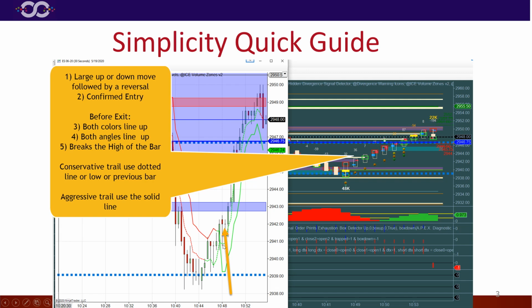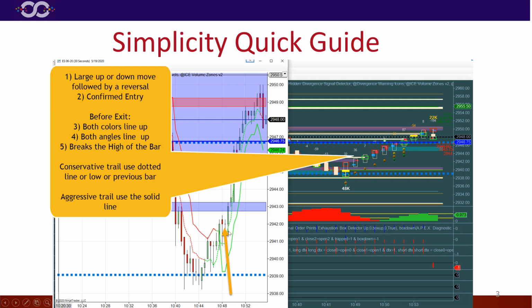What happened was both of the lines turned green, the dotted line and the dashed line, and they both were angling up before this bar closed. So all we needed was for that high to be broken, and then we could trail the trade.